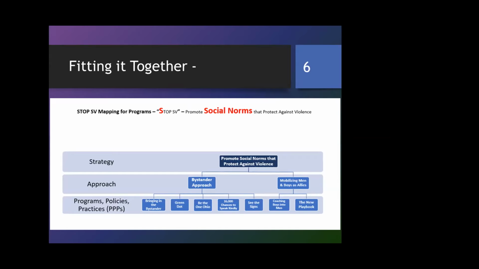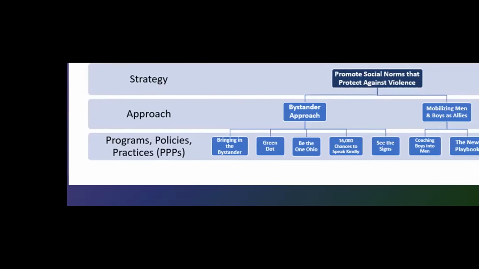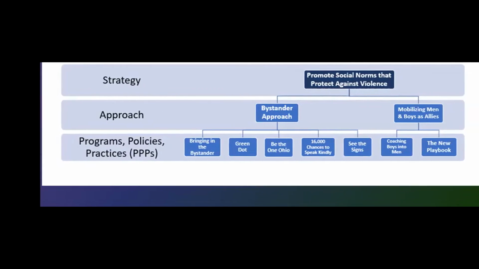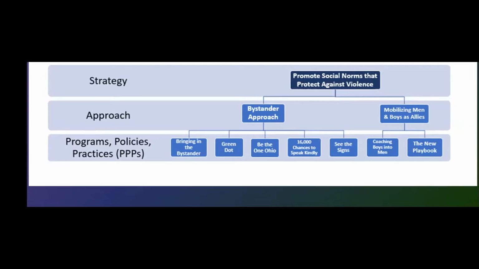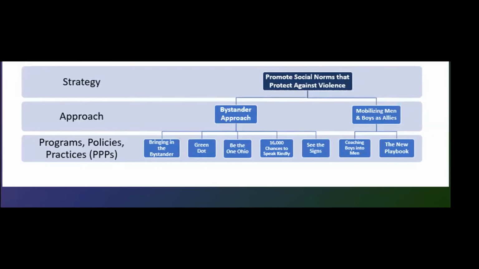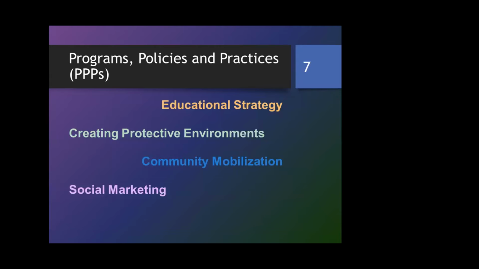In your handout for this episode, you will find a similar flowchart for each of the other strategies from the STOP SV package to make it easy to see the flow for each strategy. Remember, the strategies and approaches are set and cannot be changed, but the PPPs in the row at the bottom are examples. You can add other evidence-based or practice-based PPPs using the criteria that will be explained in episode 3.